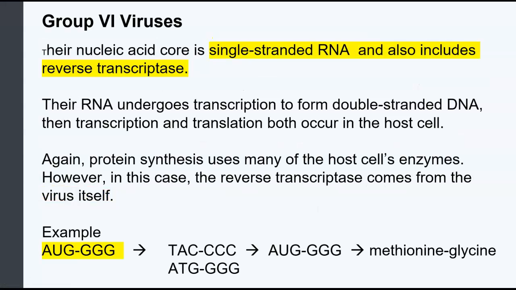Now, interesting. Group 6 and Group 7. These viruses are very complex. They actually contain some of their own enzymes. There's a little mistake here. I typed these up, so that little T right there, but their nucleic acid core is single-stranded RNA, but they also include reverse transcriptase, the enzyme reverse transcriptase.